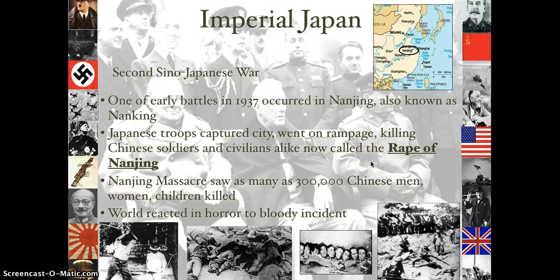Having read about this, the Chinese kind of view this in maybe the same light that people might view the Holocaust in Europe. So 300,000 people are killed in some pretty terrible ways. There's some gory pictures down there, and it really just highlights the brutality that the Japanese are willing to go through to dominate and show their superiority.